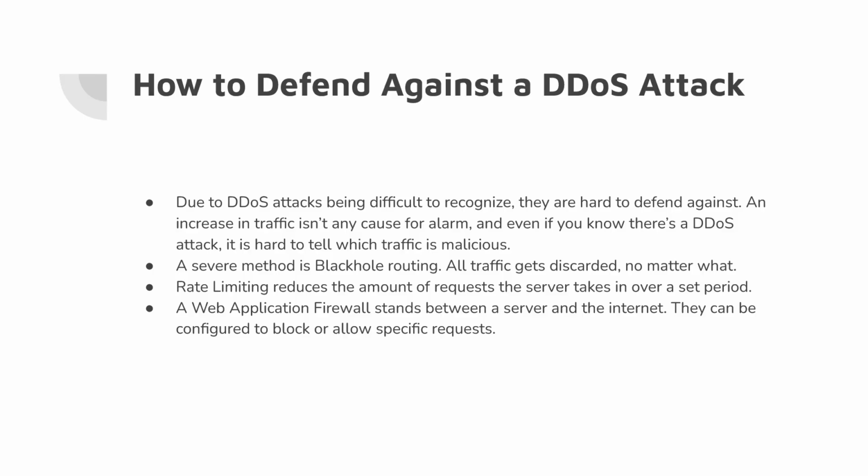A severe method is black hole routing. All traffic gets discarded no matter what. Rate limiting reduces the number of requests the server takes over a set period, or a web application firewall stands between a server and the internet, and can be configured to block or allow specific requests.